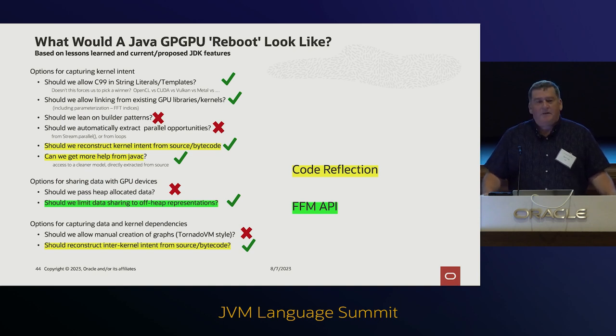And just to go back to this chart earlier, the things that we thought we wanted, things that we didn't think we wanted, this is how code reflection has solved the problems in yellow, and how the FFM API has solved the problems that we had in green. So I'm heavily leaning on top of these two technologies that hopefully are coming down the line that we can all use.